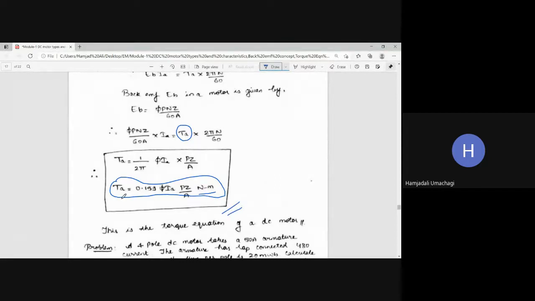Now from this torque equation, if you check the values, 0.159 is constant. Number of poles P is constant. Number of conductors Z is also constant. Number of parallel paths A is also constant. So in this case, I can say that torque is directly proportional to what? 0.159 is constant, P is constant, Z is constant, A is constant.